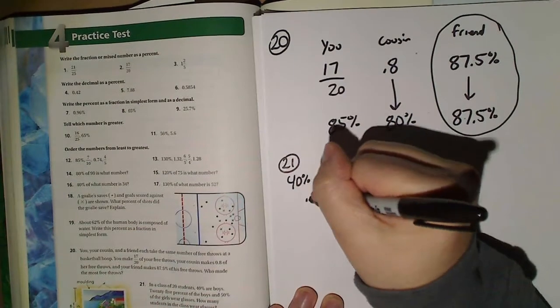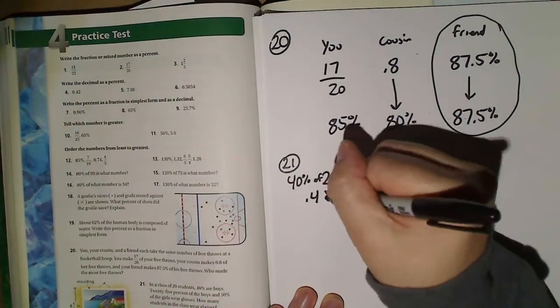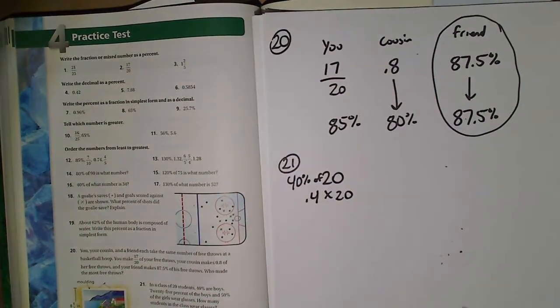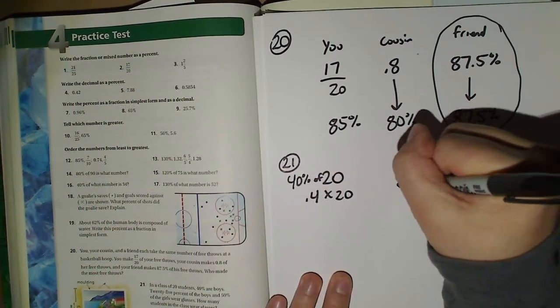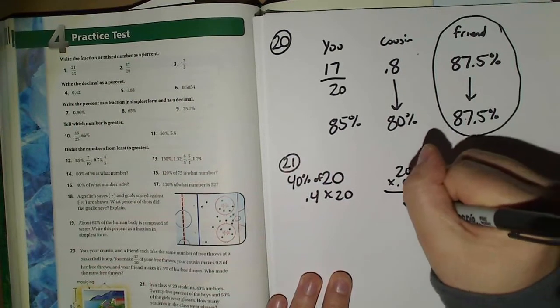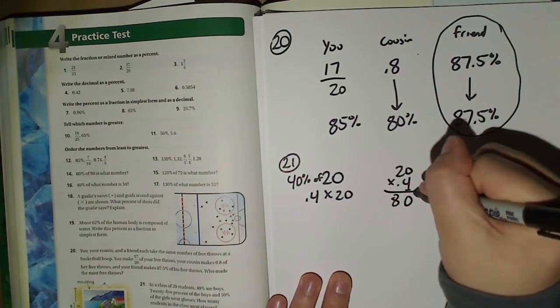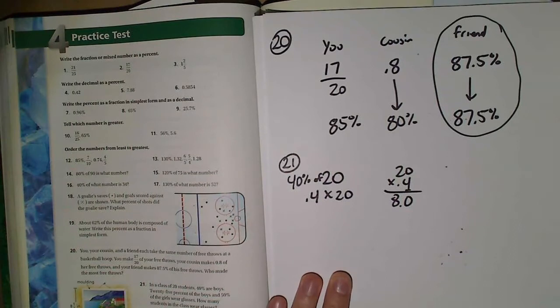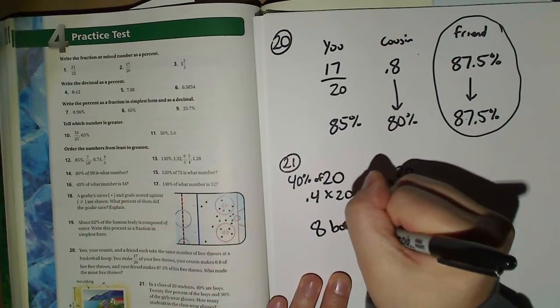That means we're going to take 4/10ths times 20. That's just going to tell us how many boys there are in the class, right? So let's work this out. 4 times 0 is 0. 4 times 2 is 8. That's one decimal move over. That means that there's 8 boys.